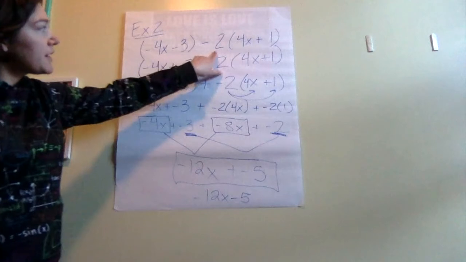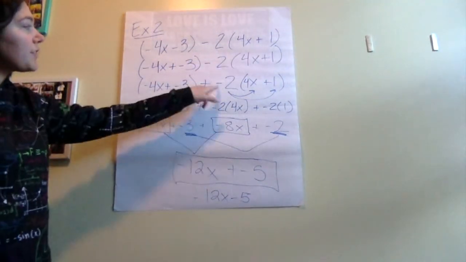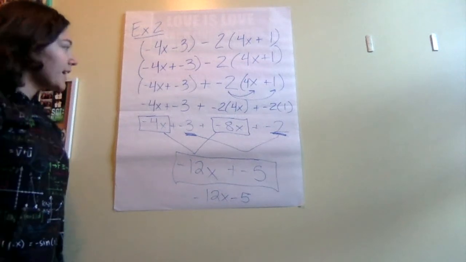So if you have a number out front, a coefficient to one of the quantities, the process is really the exact same. You just have to keep that negative with it. And be sure to distribute.